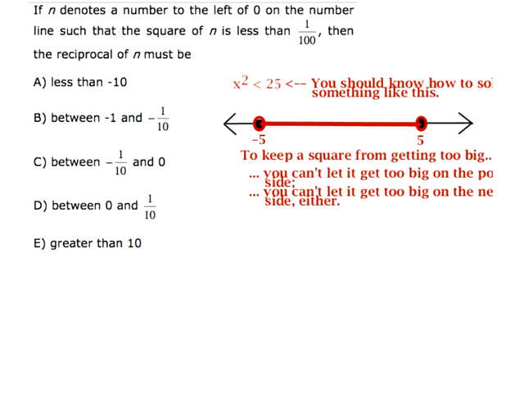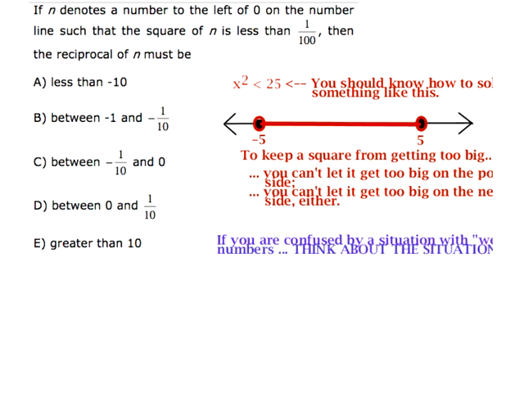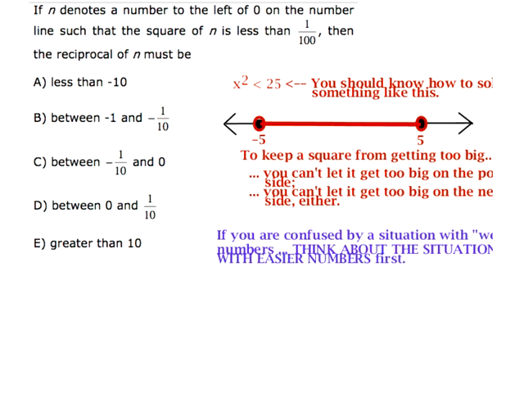Now, there's another lesson for you here, which is that a lot of you probably think about 25 much more easily than you would think about 1/100. So you might want to think about something like that first. If you are confused by a situation involving weird numbers, then think about the situation with numbers that are less weird first. If doing this with 1/100 confused you, then don't think about 1/100 right away. Just think about 25 and then go back to thinking about 1/100.